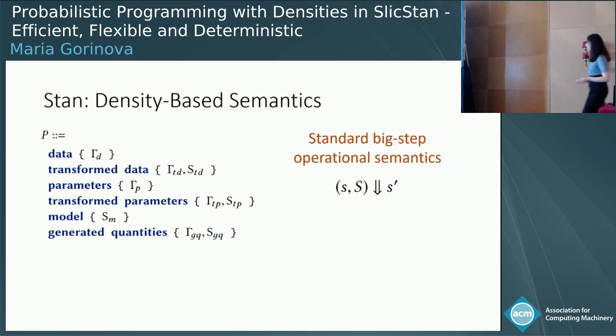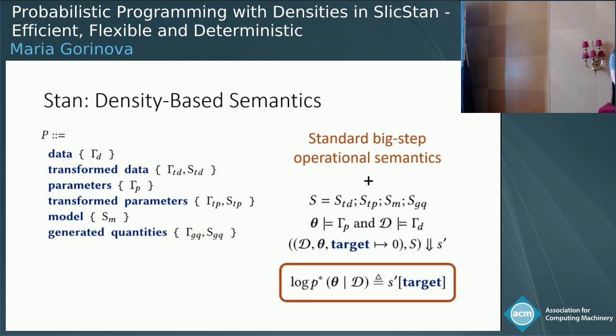And now, having gone through all of this, what's the density-based semantics for Stan? Well, a full Stan program looks that way. It has actually 6 blocks, out of which the data and the parameters have only declarations, and they specify the data and the parameters. The rest of the blocks have declarations and statements, and we give the statements in Stan completely standard big step operational semantics. The most standard thing, nothing interesting there.